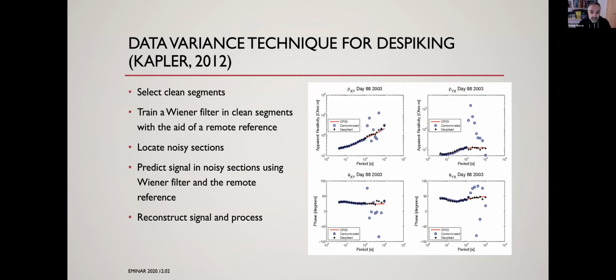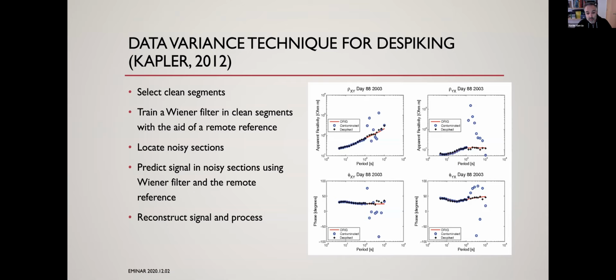And finally, I would like to talk about this data variance technique for the spiking that was proposed by Kappler in 2012. This technique is also very interesting. The first thing the author does is select some clean segments in his time series, and then train a Wiener filter with the help of a remote reference, and obtains the parameters for this Wiener filter. After that, he locates the noisy sections, predicts the signal on these noisy sections using the Wiener filter and the remote reference, reconstructs the signal, and processes it.